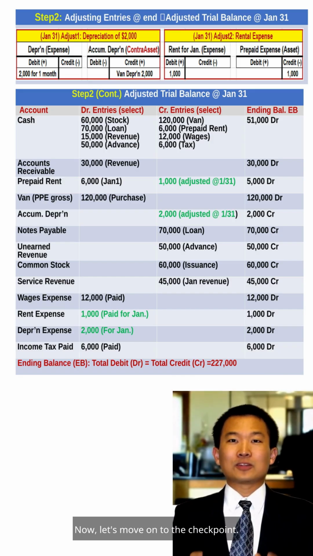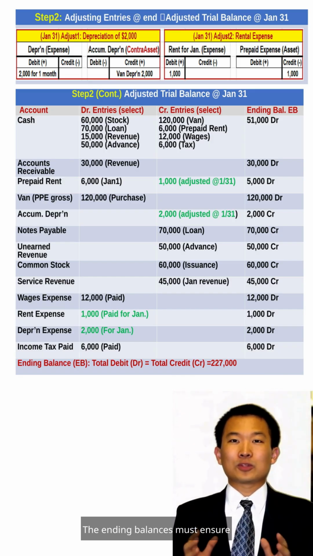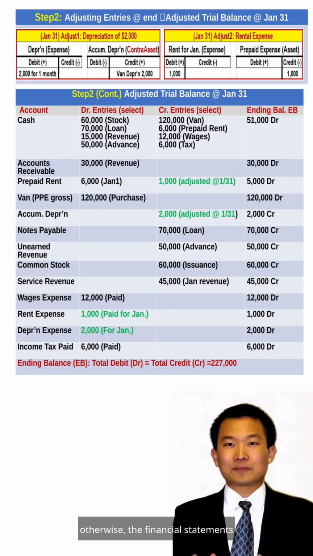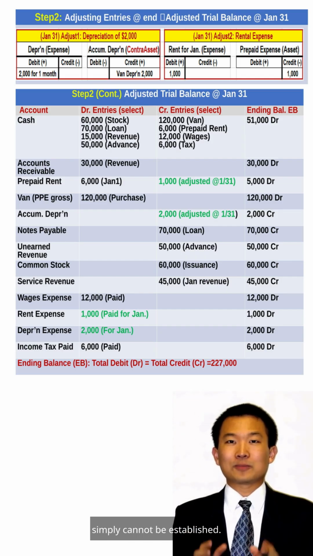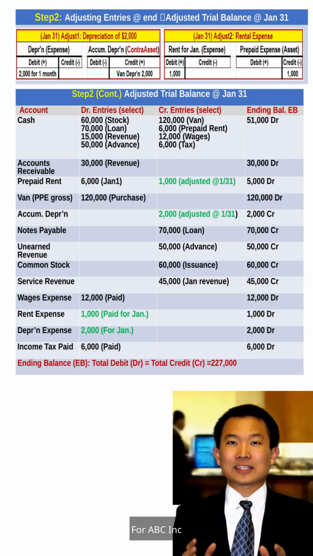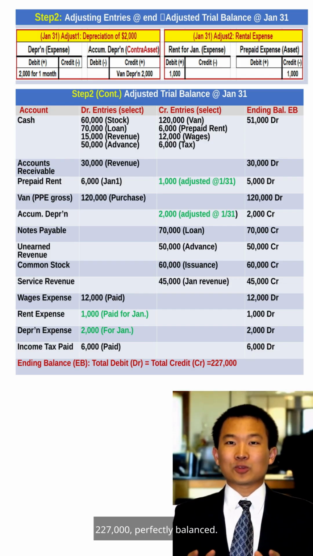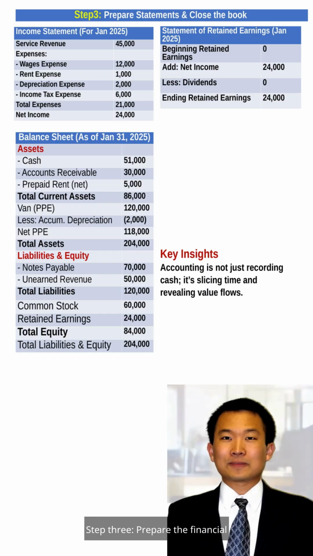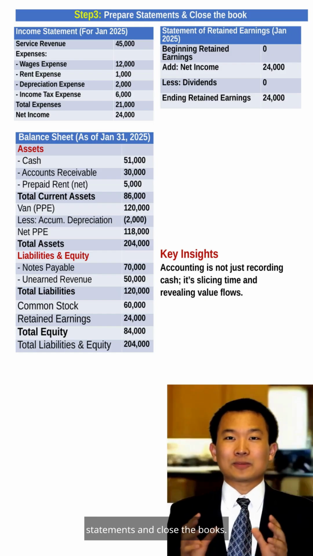Now let's move on to the checkpoint. The ending balances must ensure that the total debits equal the total credits. Otherwise, the financial statements simply cannot be established. For ABC Inc., debit and credit sides $227,000, perfectly balanced. Step 3. Prepare financial statements, close books.